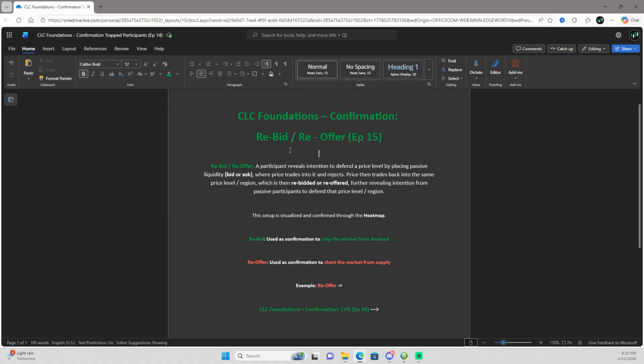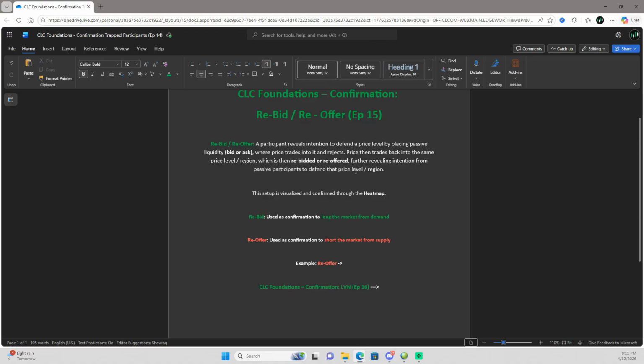So this occurs when a participant reveals the intention to defend a price level/region by placing a passive order. That could be a bid or an ask. Bid is a passive buyer, ask is a passive seller. Price then trades into that passive liquidity and rejects it. Price then trades back into that same price level/region, which is then rebidded or reoffered. And so what this is doing is it's just simply revealing intention from passive participants to defend that price level/region.